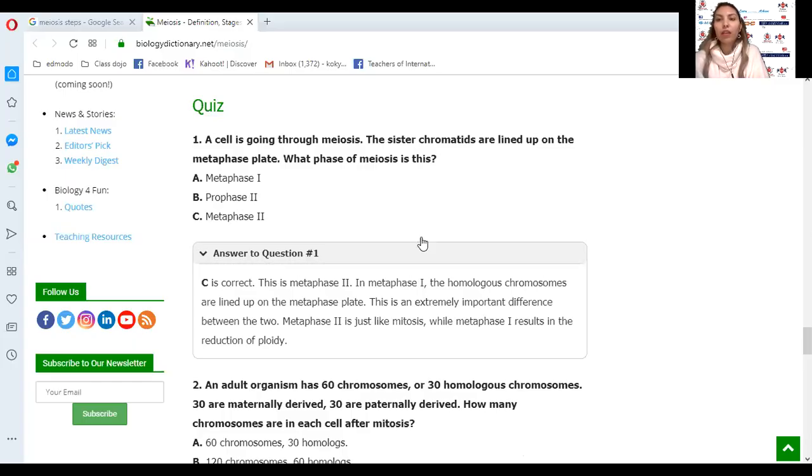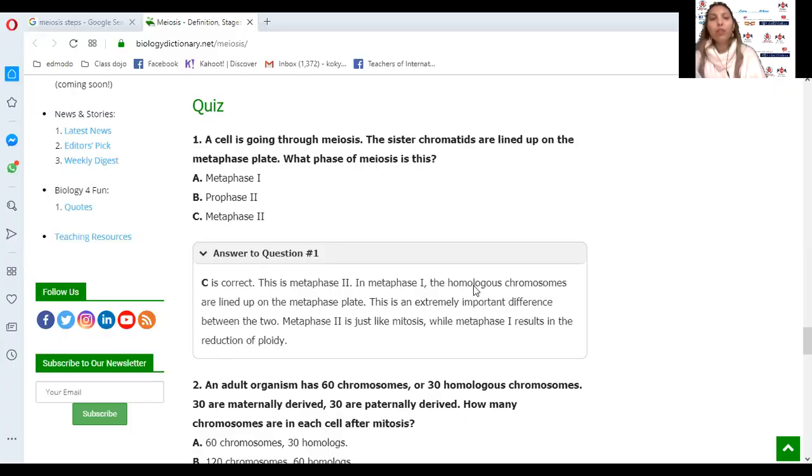So let's read the full answer here. In metaphase 1, the homologous chromosomes are aligned up on the metaphase plate. This is an extremely important difference between the two. Metaphase 2 is just like mitosis, while metaphase 1 results in the reduction of ploidy, of chromosomes.